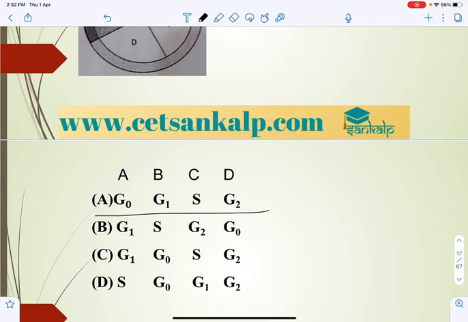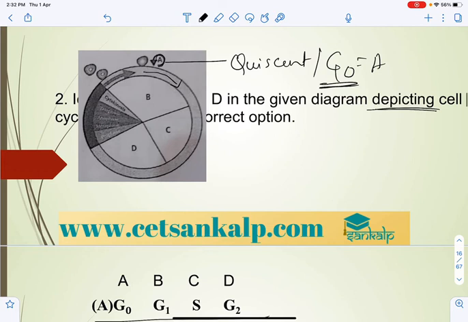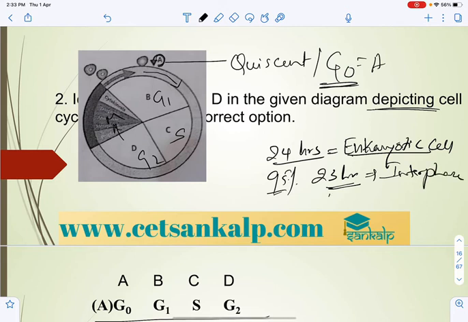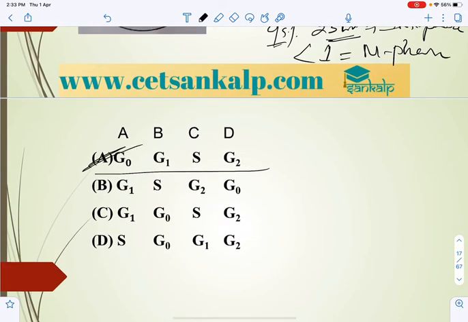Let us continue with B: if it enters, that is G1, then S phase and G2 phase, finally M phase. So if a 24 hour cycle is there in eukaryotes, the cell cycle completes in 24 hours. Generally 95%, approximately 23 hours, is taken to complete interphase. Only less than 1 hour for M phase. So let us take the answer G0 phase.